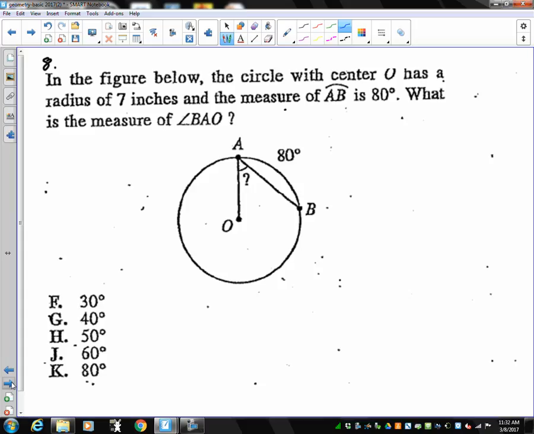Okay, on number 8, it says in this figure below, the circle with a center O has a radius of 7 inches. So let's put this in here.